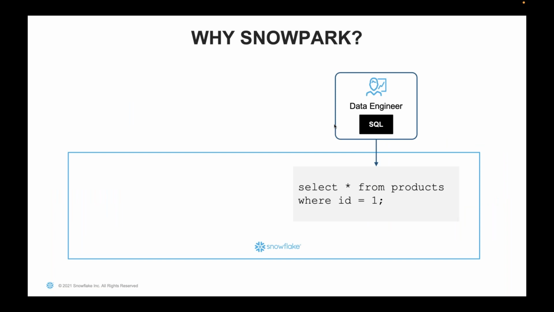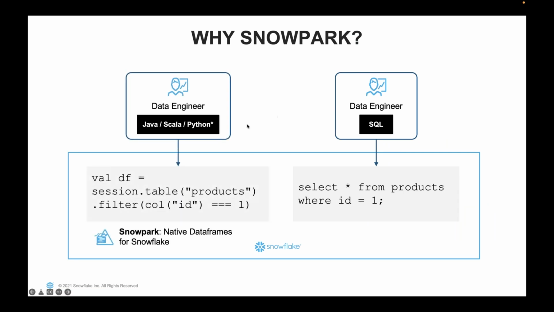The simple example in Scala: how has it been written? The value equals data frame session dot table. This is a particular syntax. I write a table name dot filter on the column ID equals 1, whereas in SQL it's select star from product where ID equals 1. That's how this is written in Scala, and that's how it is written in SQL. This is in the native data frame. Data frames, in terms of Spark or Python, are a native way of storing the data in columnar format. That's called data frames.